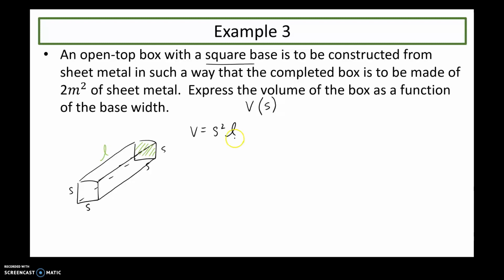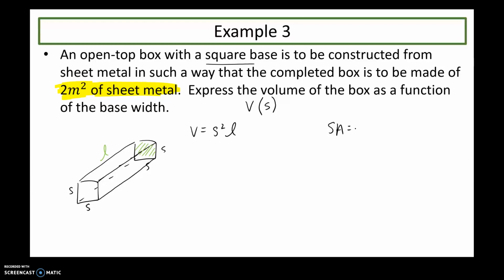We have to eliminate L somehow. Eliminating L comes from this piece of information. So think about what 2 square meters would give you. When our units are squared, that's our area. So if I'm creating this figure from 2 square meters, that's my surface area.